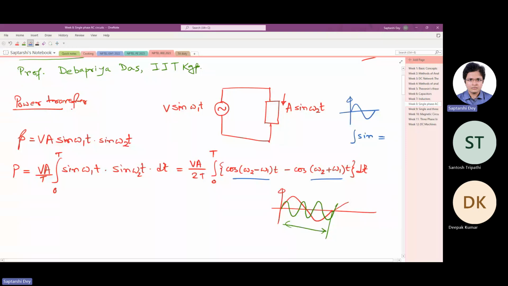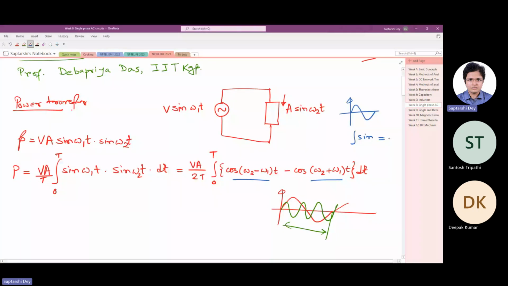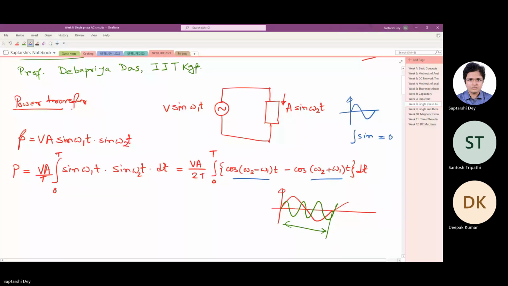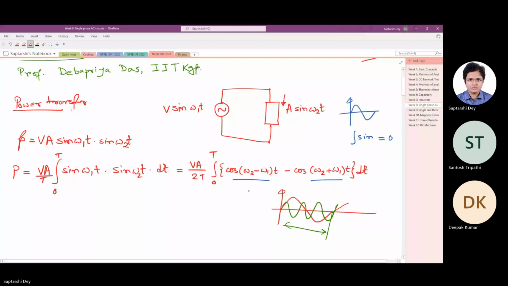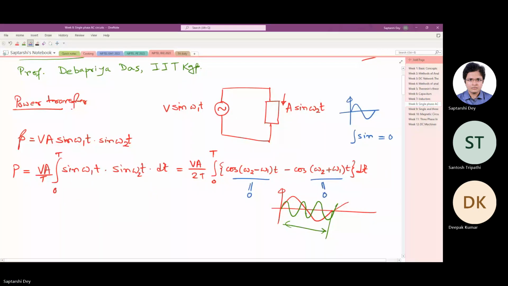Anyway, so the average over a sine is 0. So basically out of this, what we are getting is this one also 0 and this one is also 0. So what we are getting out of it is 0.